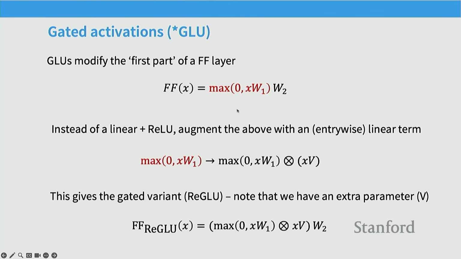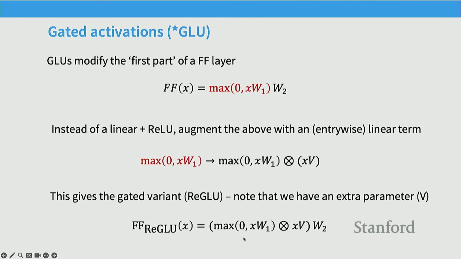So originally, this is our fully connected layer right here, right? This is with a ReLU. Now, instead of doing just linear and a ReLU, what I'm going to do is gate the output here with entry-wise linear terms. So x dot v is going to give me a vector, and I'm going to multiply that entry-wise with my original inside term of the MLP. And then I'm going to multiply the whole thing with W2, right?